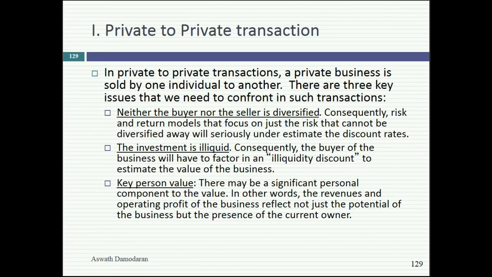The first problem you're going to run into with private to private transactions is neither the buyer nor the seller is going to be diversified. Let me take the example in my town. The dentist who's selling his business, 90% of his wealth is that business. He doesn't have a diversified portfolio. And the dentist who's buying this practice is even worse off because he's taking the rest of his savings and buying this business. So neither the buyer nor the seller is diversified. You might say, who cares? It's going to come back and matter when we talk about discount rates.